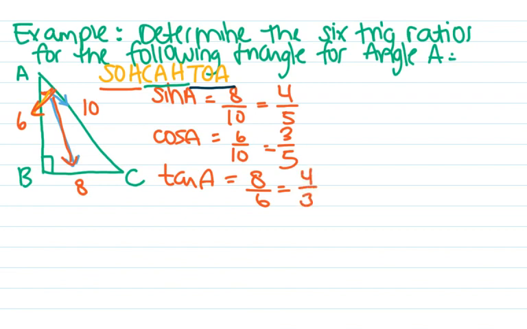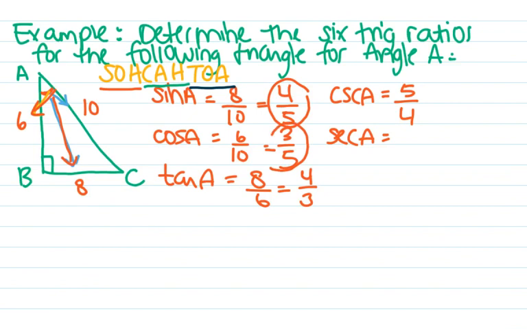Okay, now cosecant is the reciprocal of sine A. So sine A was 4/5, so cosecant A is 5/4. Secant A is the reciprocal of cos A, which was 3/5, so secant A is 5/3.